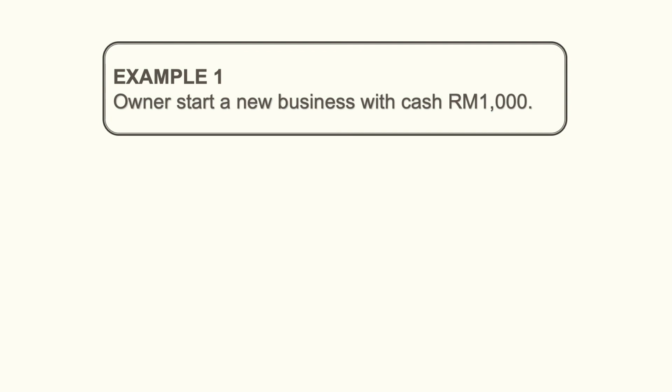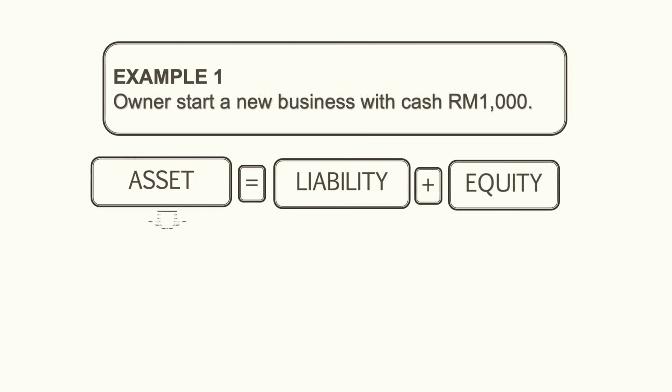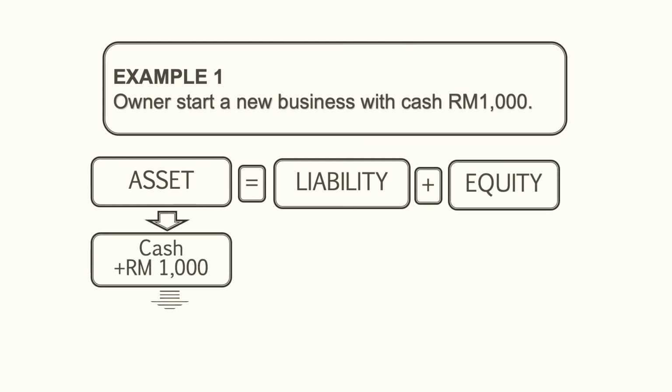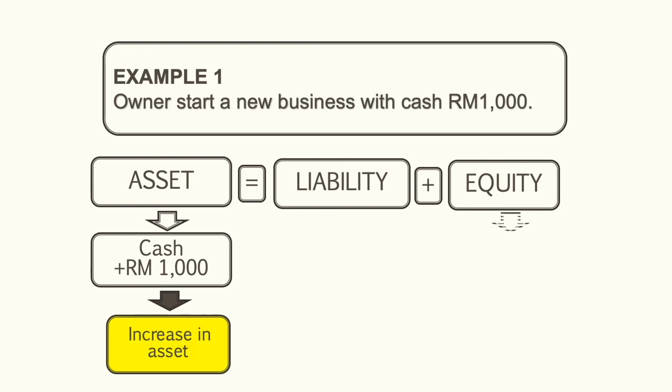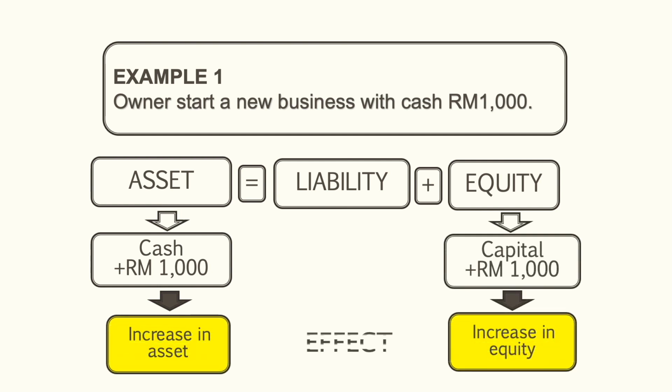For this example, you can see the asset will increase RM 1000. At the same time, the equity will also increase RM 1000 under the term of capital. From this transaction we can see that an increase in asset will result in an increase in equity also. So we go to the second example.